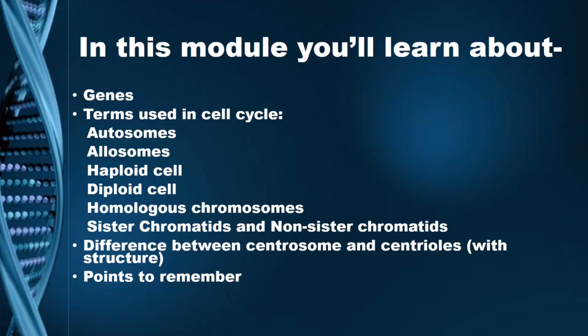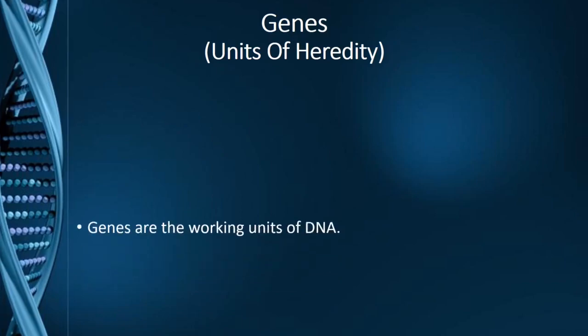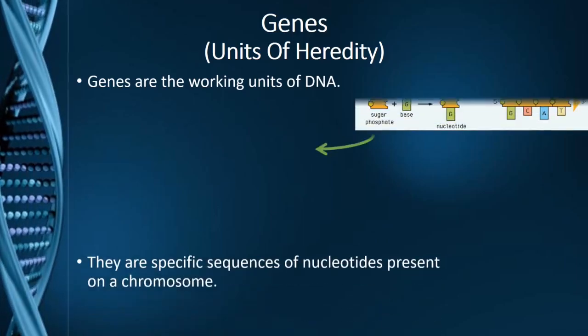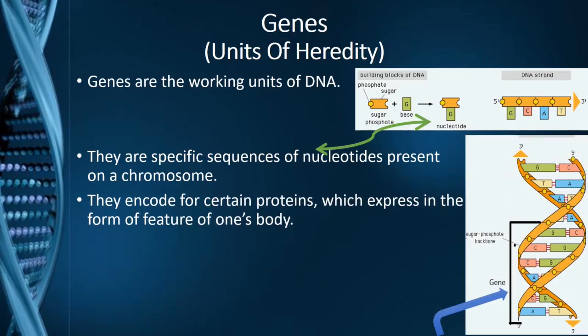Let's find out. Genes, the unit of heredity. Genes are the working units of DNA. This means that they are performing some functions for our DNA. They are specific sequences of nucleotides present on a chromosome. Nucleotides, we know, are the sequence of phosphate group, pentose sugar and nitrogenous base which makes the DNA strand. Therefore, genes are the specific sequence present on the DNA strand, as you can see in this picture.